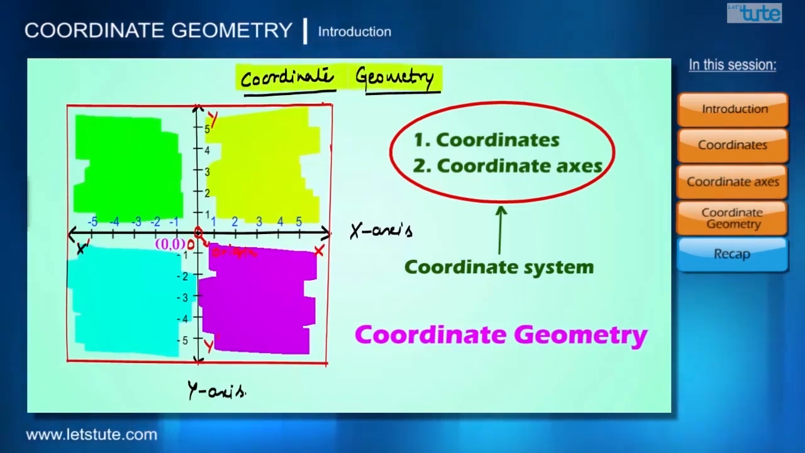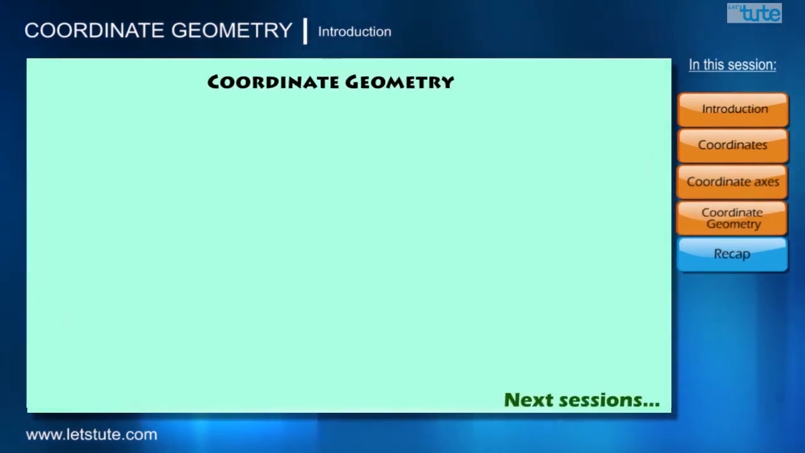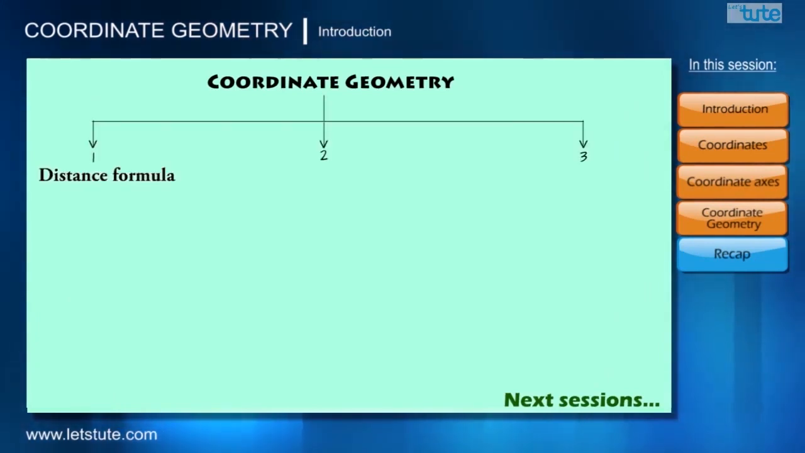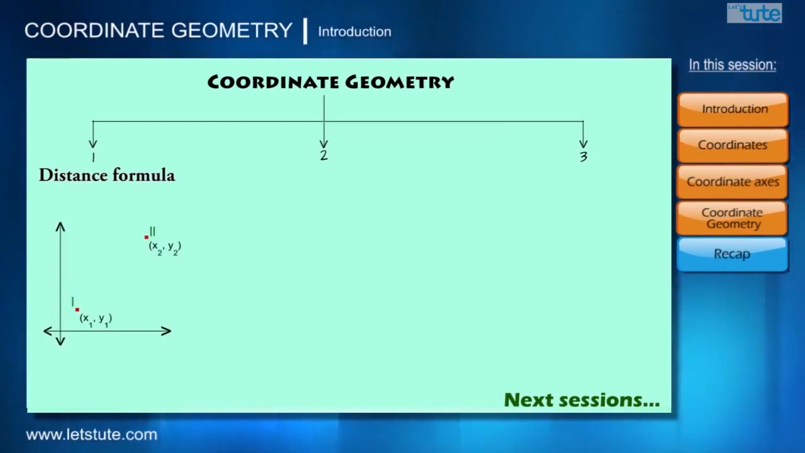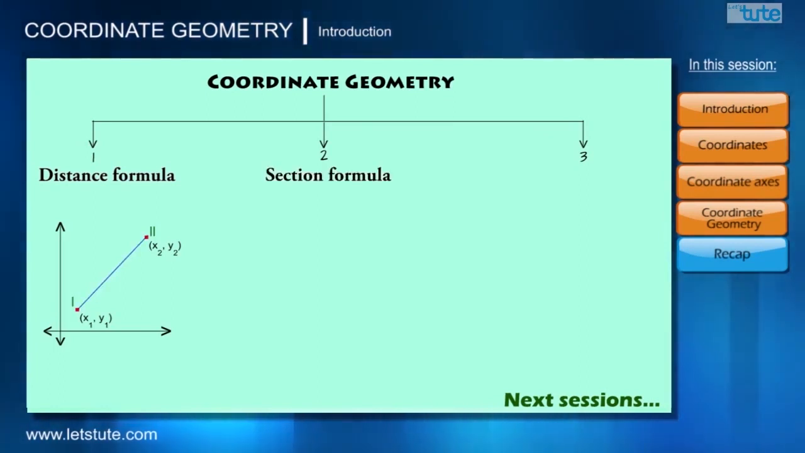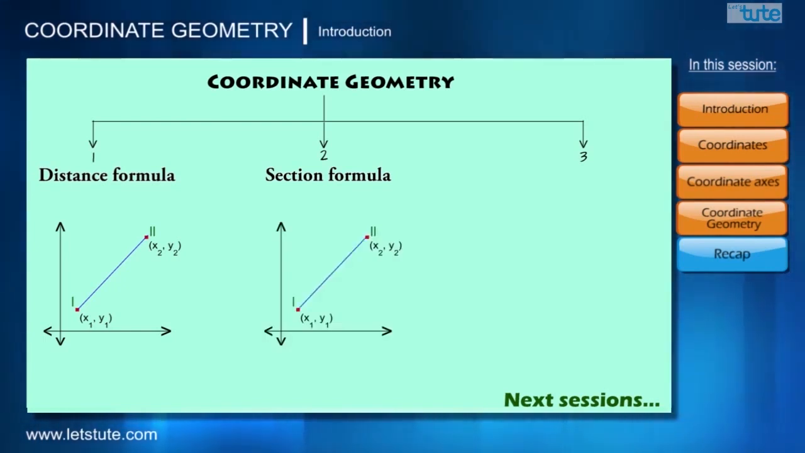That is our title. In the next few sessions, we are going to learn 3 important concepts under this title of coordinate geometry. Number 1, the distance formula. In this formula, we will learn how, when 2 points are given with their coordinates, to find the distance between these 2 points. The next concept we will learn is the section formula. Under this concept, when 2 points are given with their coordinates and the line joining them, we will find the coordinates of a third point lying anywhere on this line segment, dividing the line segment into the given ratio.